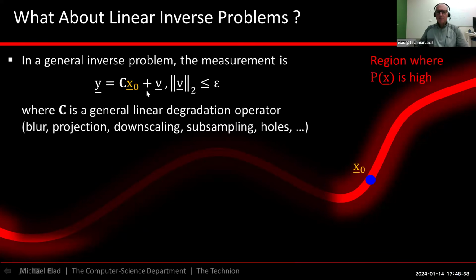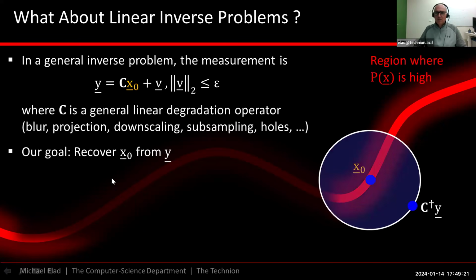Okay. So there was an ideal image x naught that went through a degradation operation C, and I'm adding some sort of noise, limited and bounded energy noise, and I'm getting y. And the question is, how can we recover x naught from y? And again, the game here, can you use P of X in order to do this reconstruction, this restoration?